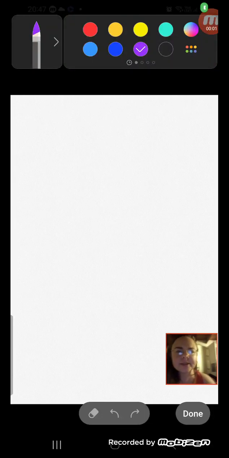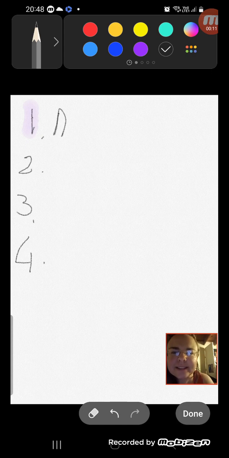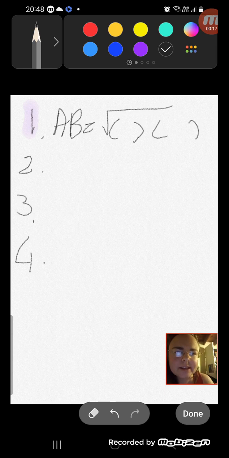Okay, so you're going to get your exam paper and your test paper, and the first thing you're going to do is get a pen that works. Okay, so you're going to write there the distance formula. AB is equal to, this pen works quite nicely on this. X1 minus x2 squared plus y1 minus y2 squared.